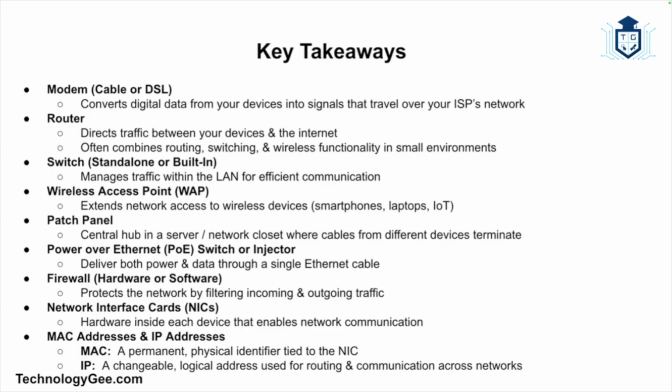The patch panel organizes all of the cabling in a server closet. A PoE switch or injector powers IP cameras and access points. A firewall keeps the threats out and data secure. And NICs and MAC addresses keep everything identifiable and reachable.